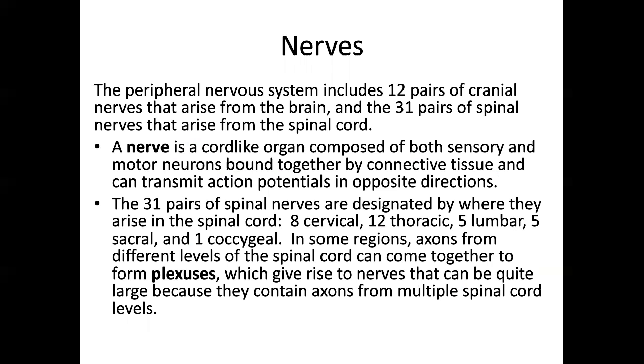Peripheral nervous system includes those 12 pairs of cranial nerves that we literally just got done talking about, okay, that attach to the brain. Then there's 31 pairs of spinal nerves that arise from the spinal cord, okay. Well, defining what a nerve is, it's a cord-like organ composed of both sensory and motor neurons bound together by connective tissue that can transmit action potentials in opposite directions. That definition is pretty much the exact same thing as what we talked about with the type of cranial nerves that we classified as mixed.